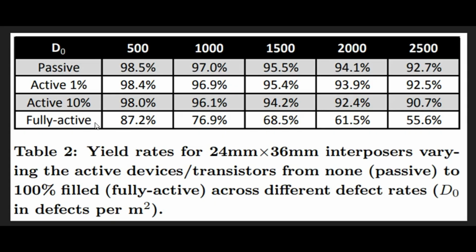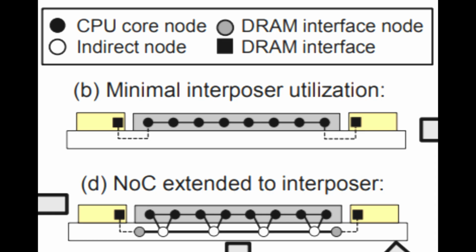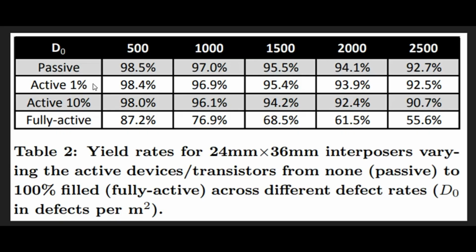Fully active, that would be the entire interposer filled with transistors. Even with that, the yield rate was still 87%. But the authors discovered that for their purposes, placing the network onto the interposer, they could do this while only requiring 1% of the interposer to be active, and even erring on the safe side with a massive 10%. As we can see, the yield rates barely change between active 1% and active 10% transistors. All these other numbers are simply worse yield rates.